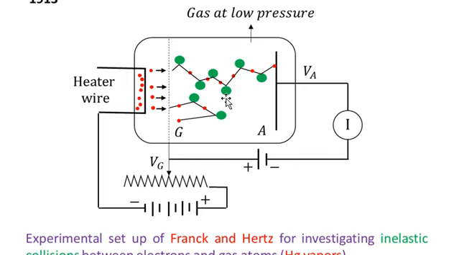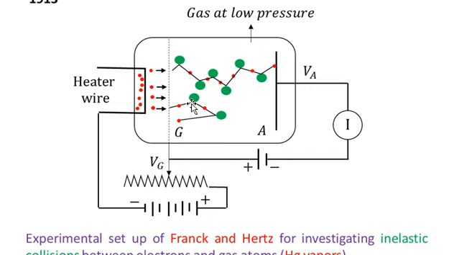And another type of collision is the inelastic collision. What happens in the inelastic collision? The electrons have energy, they will collide with the neutral gas particles, and they will excite the mercury atoms. So here the electrons do not have much energy to ionize the mercury atoms. They have an energy to just excite some levels in the mercury atoms.